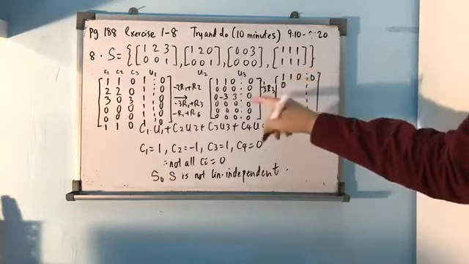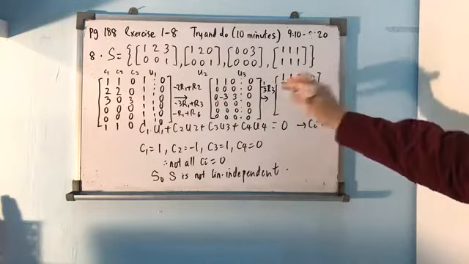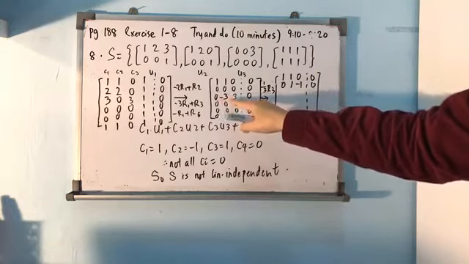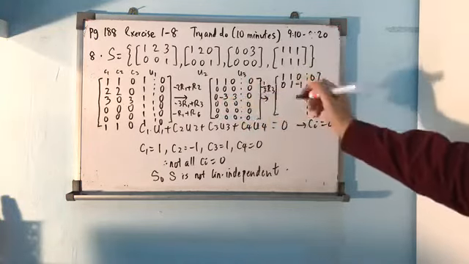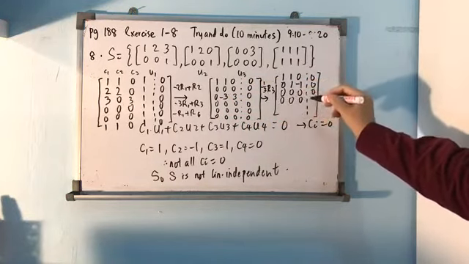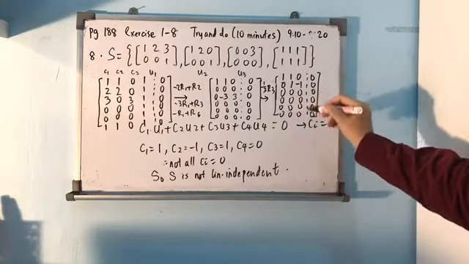So 0, 1, negative 1, 0. Multiply by 1/3. Okay, 0, 1, negative 1, 0, and then I bring. So the rest just 0. Okay.